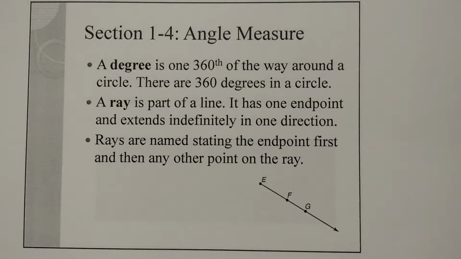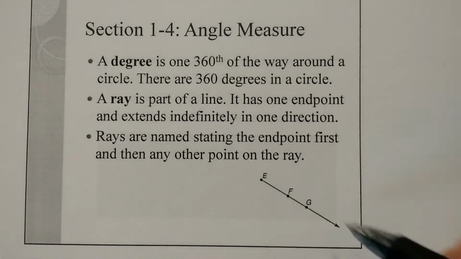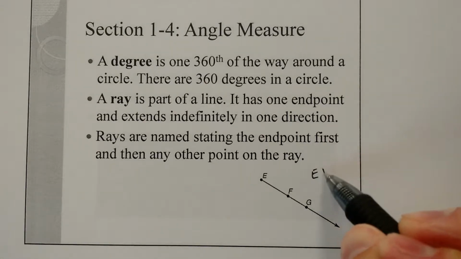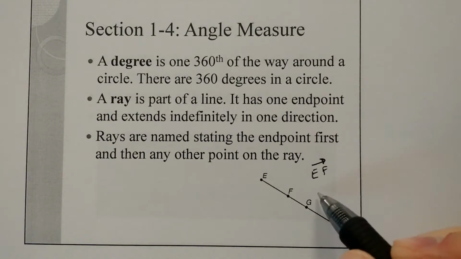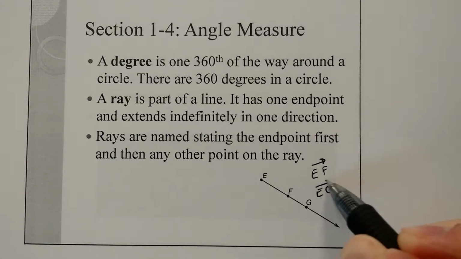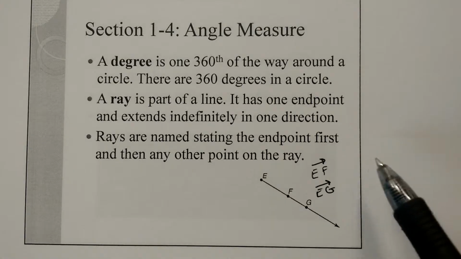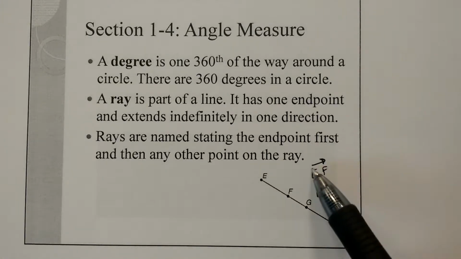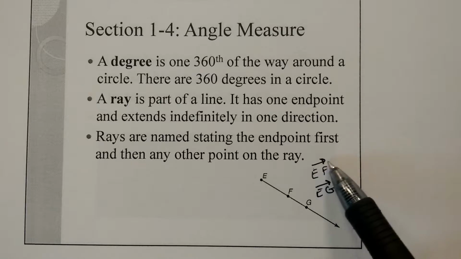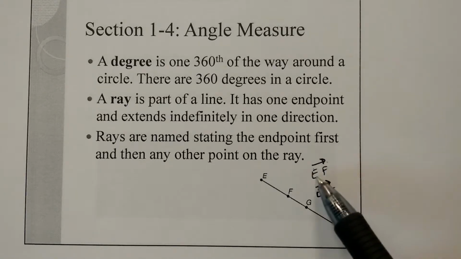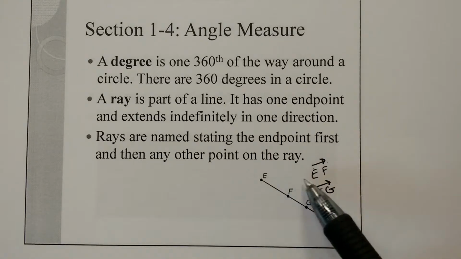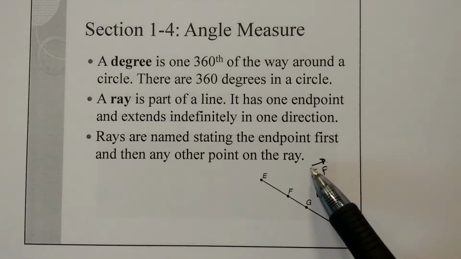Rays are always named using the starting endpoint first and then any other point on the ray. So this ray down here you can name as either EF or EG. Those are the only two names possible. Also, if you look at the symbol, since this is a ray, it has one endpoint and one part that goes on forever. The order you name a ray also matters. E is the endpoint, so it has to come first, below the endpoint part.